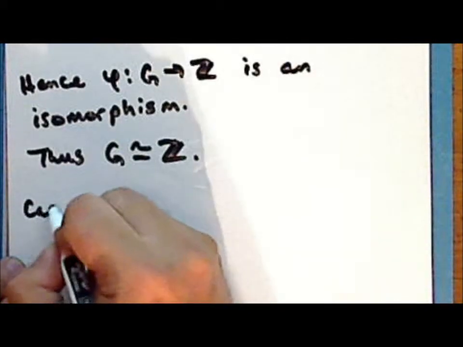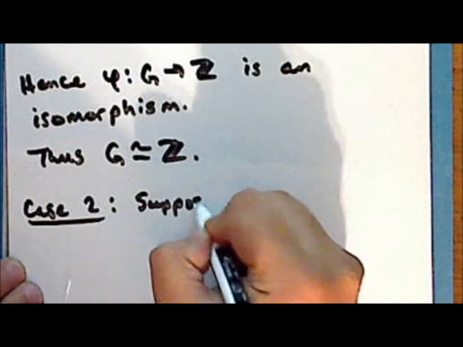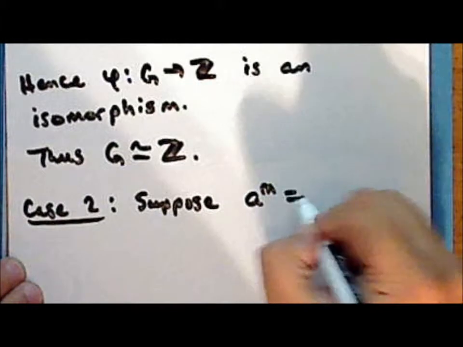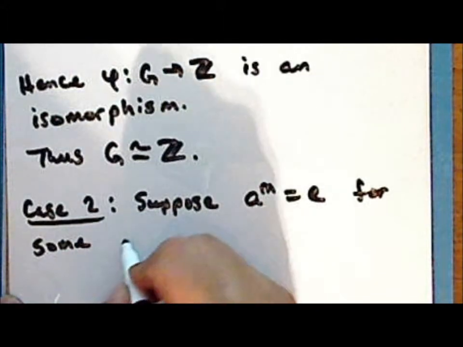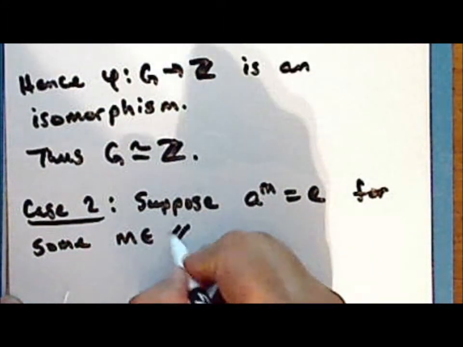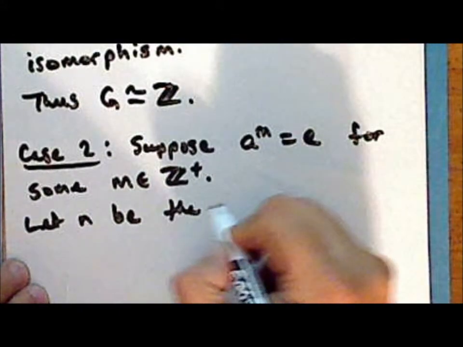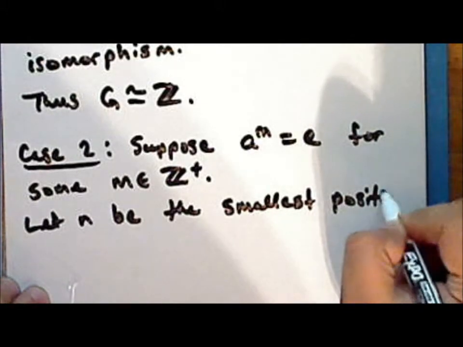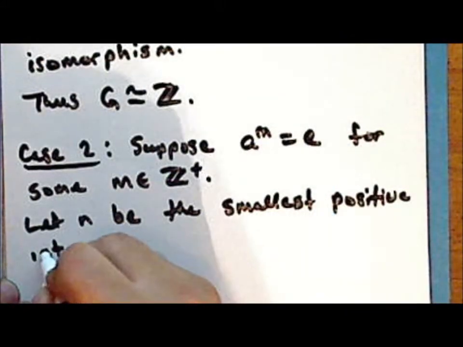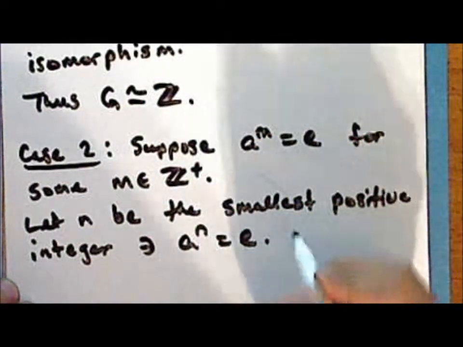So case 2, suppose that a to the power of m is equal to the identity for some positive integer m. Let n be the smallest positive integer such that a to the power of n is the identity.